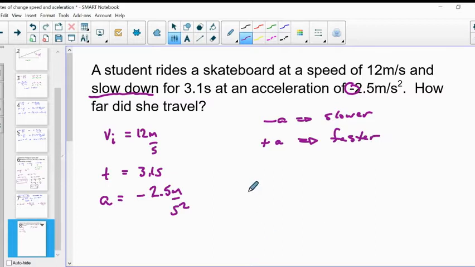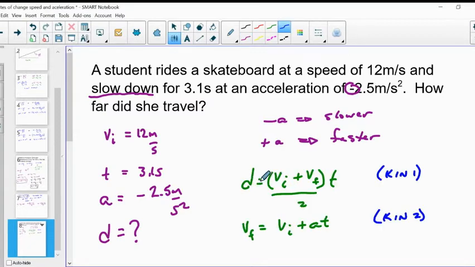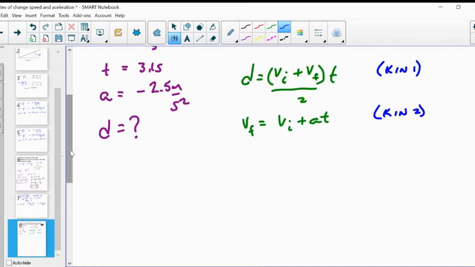What we're trying to figure out in this problem is what is the total distance traveled while the skateboarder is slowing down. We'll see that we had a distance formula from the first equation that utilized the two velocities. The problem we have with this word problem is that we don't have a second velocity, so we can't use this equation. And when we look at our second kinematic equation, we'll notice that there's no distance formula used. So for this problem we're going to have to combine these two formulas to make it work for us.